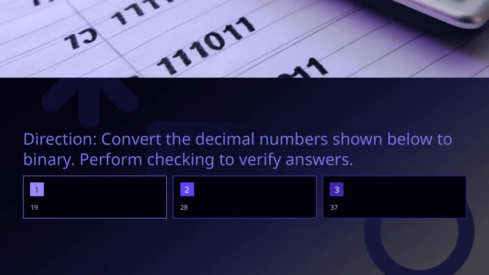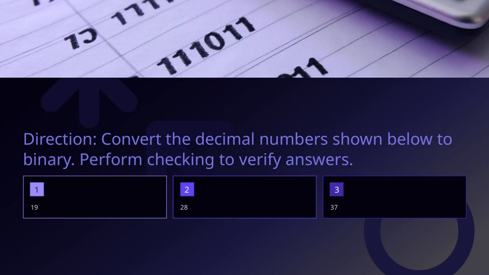All right, now let's put our knowledge to the test by converting these decimal numbers into binary. First up, we have 1. Converting 1 to binary is straightforward, it's just 1. Next, 19. To do this, we divide 19 by 2, keep track of the remainders, and read them in reverse order. Similarly, for 28, we repeat the process. Divide by 2, note remainders, and then read from bottom to top. Finally, 37. The same method applies, dividing by 2 repeatedly and tracking remainders.